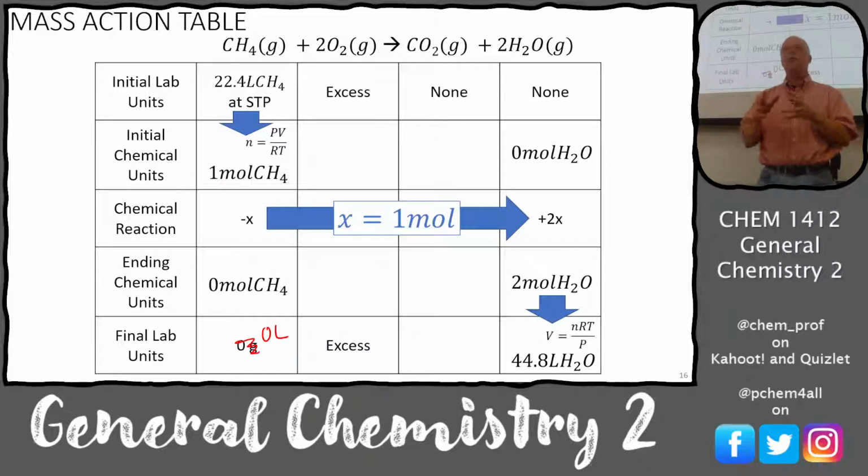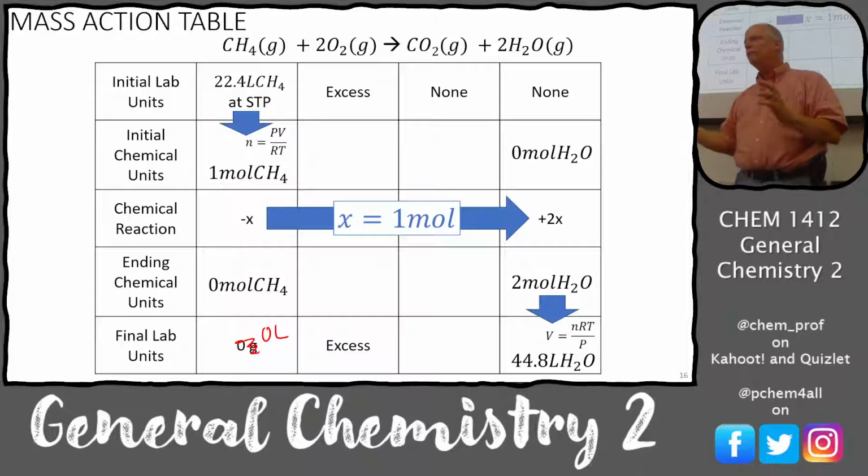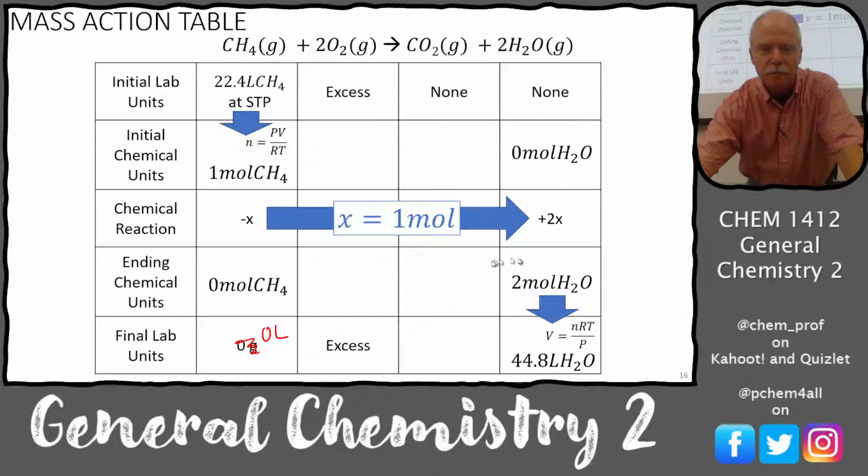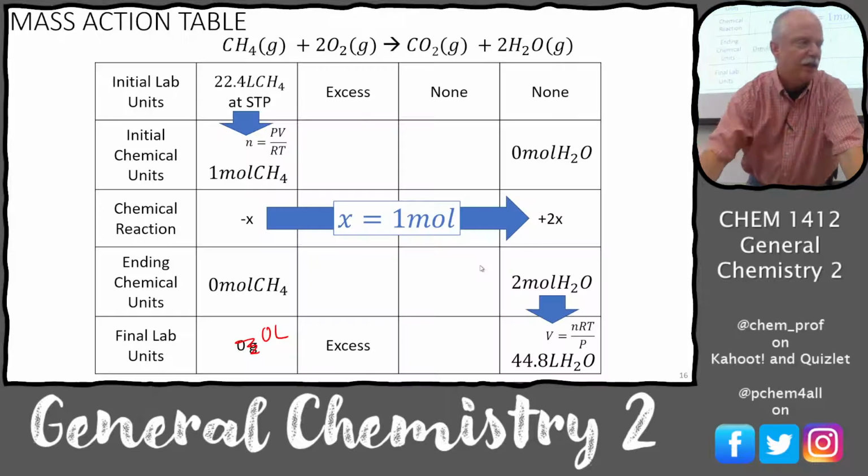You'll see ICE tables is what they call them, initial change equilibrium, ICE. And so you'll see those in the lab, and this is setting you up for success by saying you've got lab units, get those into moles, then do the ICE table, and then go back to lab units, whether you need grams or pressure or volume. Then you're set. Okay, so that's the end of the prepared notes.